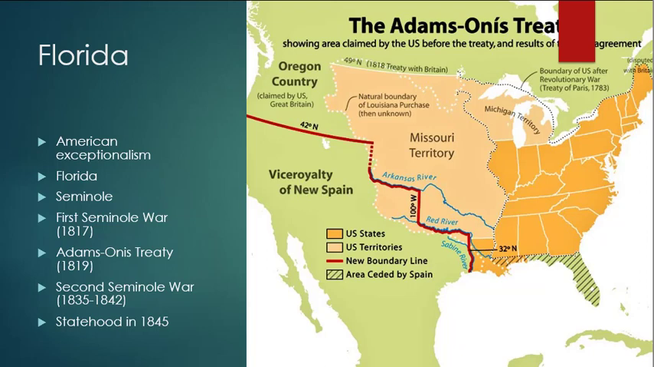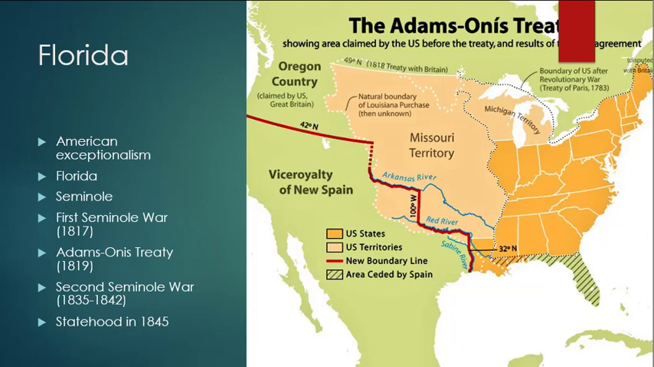After the Adams-Onís Treaty in 1819, several settlers from America come into Florida and live there in the Florida Territory. By 1835, tensions really break out, and a new war starts called the Second Seminole War. And the name is a little bit misleading.